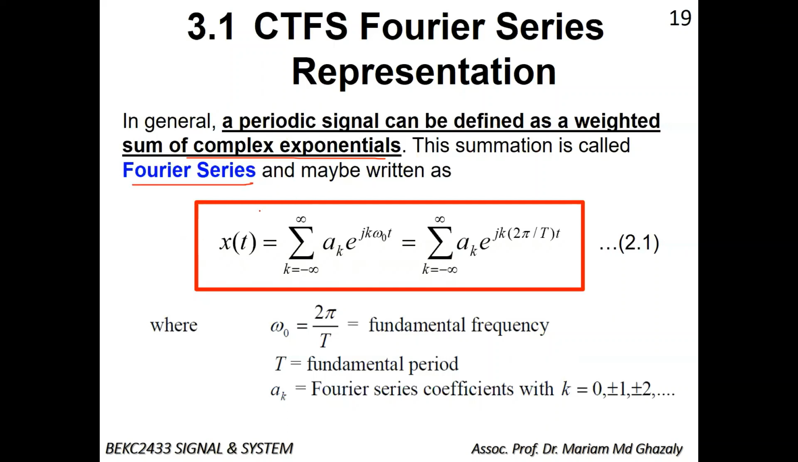So you can write the equation of the Fourier series as equation 1. Please memorize this one, because you are going to refer to it in this chapter. So x(t) is equal to the summation of a_k e^(jk omega naught t), or if you want to substitute omega, you can use 2 pi over T. So what is omega? Omega is the fundamental frequency, T is the fundamental period, and a_k is the Fourier coefficient. What we are going to learn is how to calculate the a_k value at a certain frequency.